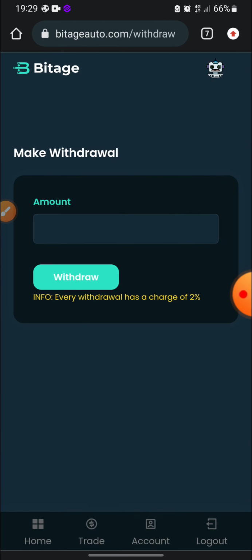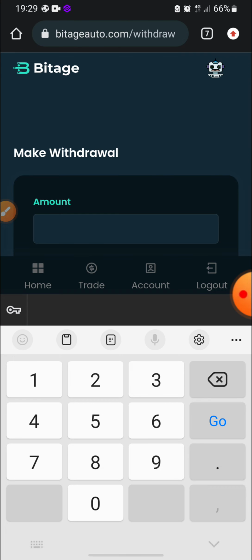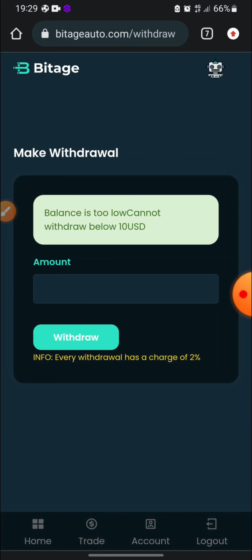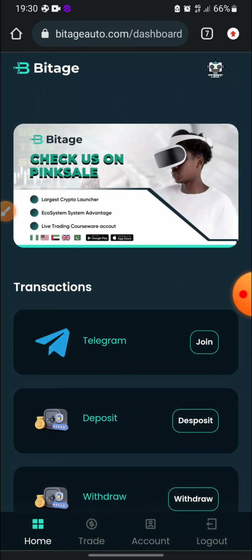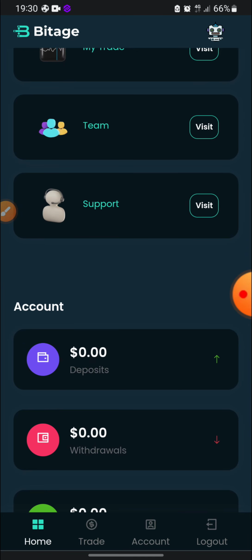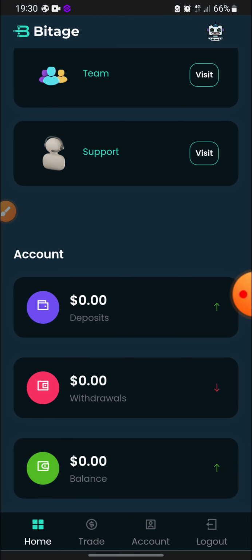So this is their withdrawal, for those of you that want to withdraw, and they take every withdrawal as a charge of 2%. So what's their minimum withdrawal is not here, so let me just click on withdraw. Balance is too low. Minimum withdrawal is 10 USDT, so their minimum withdrawal is 10 USDT. So guys, I'm going to give this platform a green flag for now. For those of you that want to register, it would be better for you to register right now before it is too late.